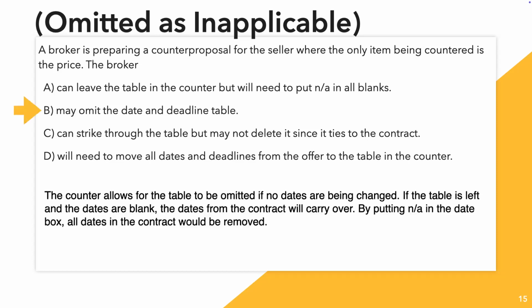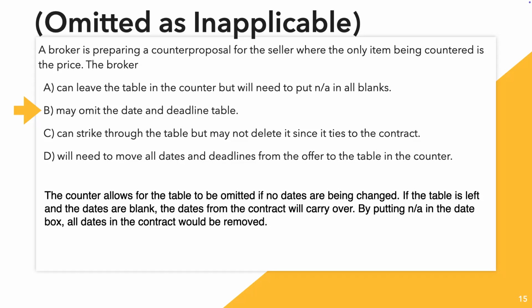So as we're looking at this, you can actually omit the dates and deadlines table. All right, you're saying, hey, we're removing these because we're not touching them. The counter allows for the table to be omitted if dates are not being changed. If the table is left and the dates are blank, then they're just going to carry over. Now, if we were to go a little bit further and put NA or deleted, that means those dates don't exist anymore. That contingency, remember we talked about the counter proposal, we can actually say, hey, we're removing this contingency.